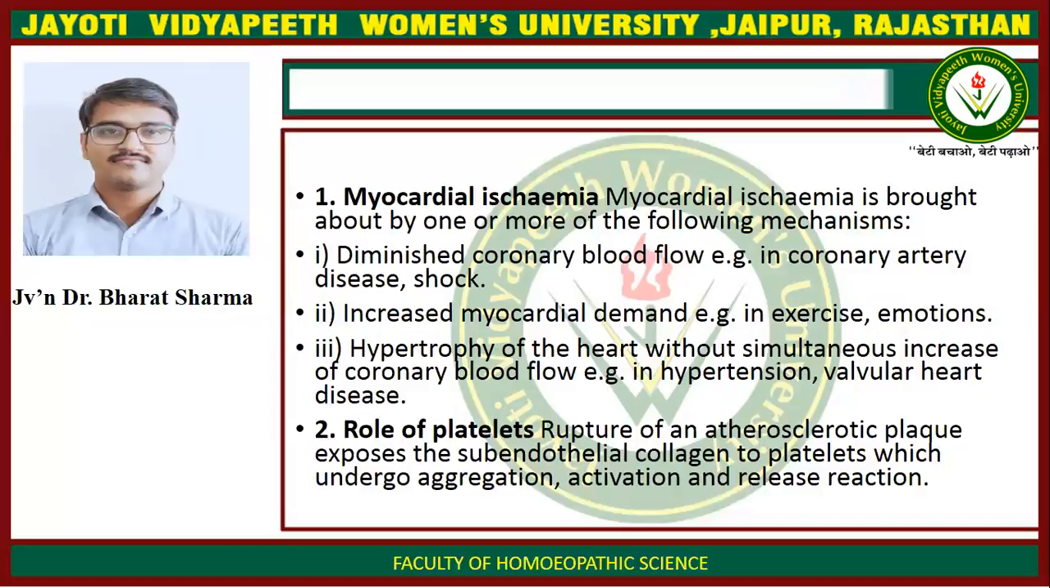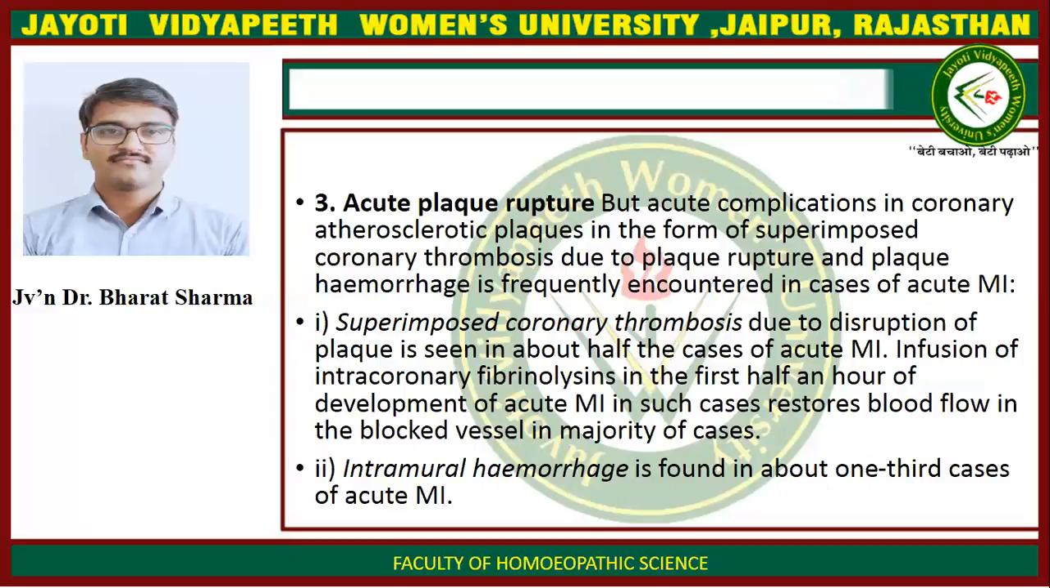Second is the role of platelets. Rupture of the atherosclerotic plaque exposes the subendothelial collagen to platelets, which undergo aggregation, activation, and release reaction. Acute plaque change, an acute complication in coronary atherosclerotic plaques in the form of superimposed coronary thrombosis due to plaque rupture and plaque hemorrhage, is frequently encountered in cases of acute MI. Superimposed coronary thrombosis due to disruption of plaque is seen in about half the cases of acute MI.